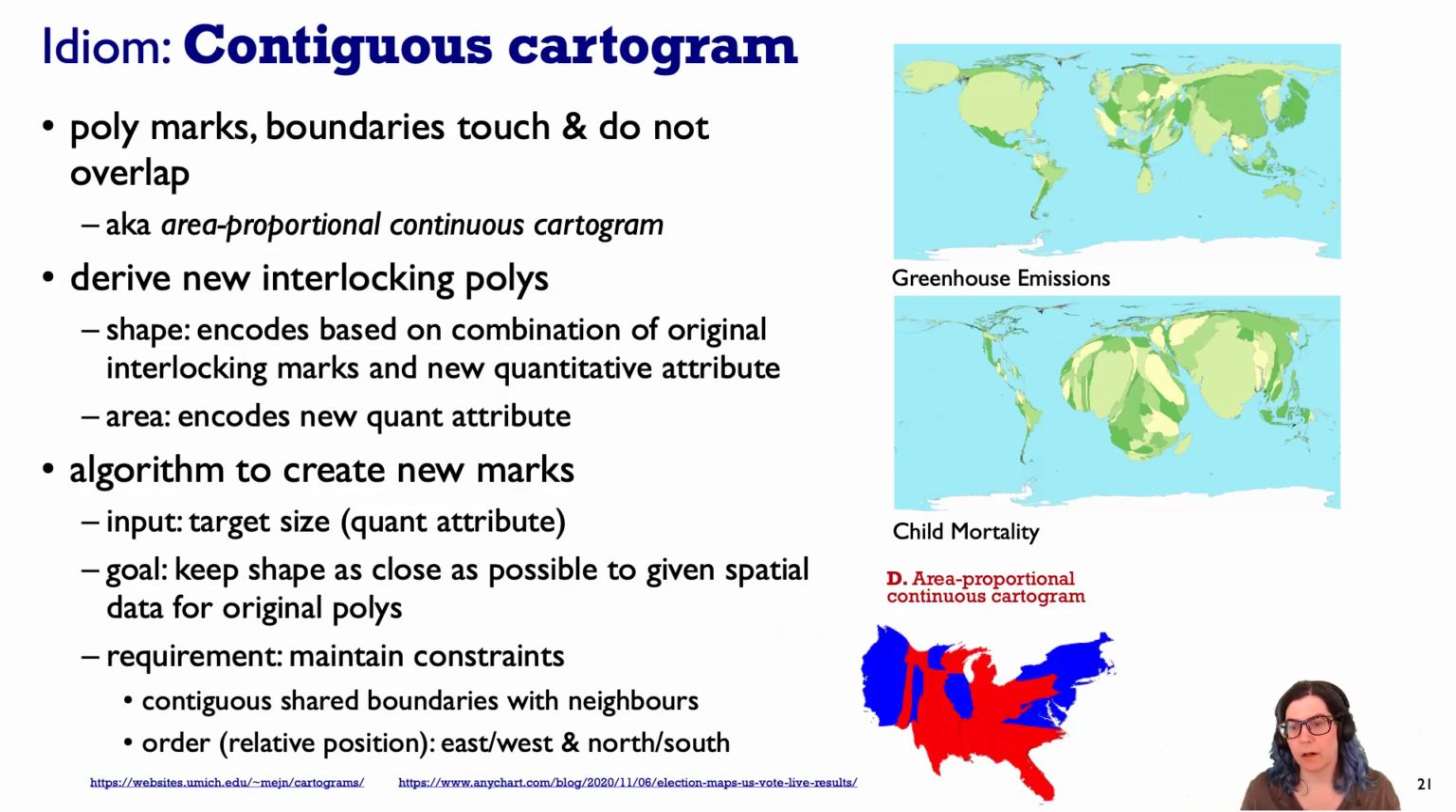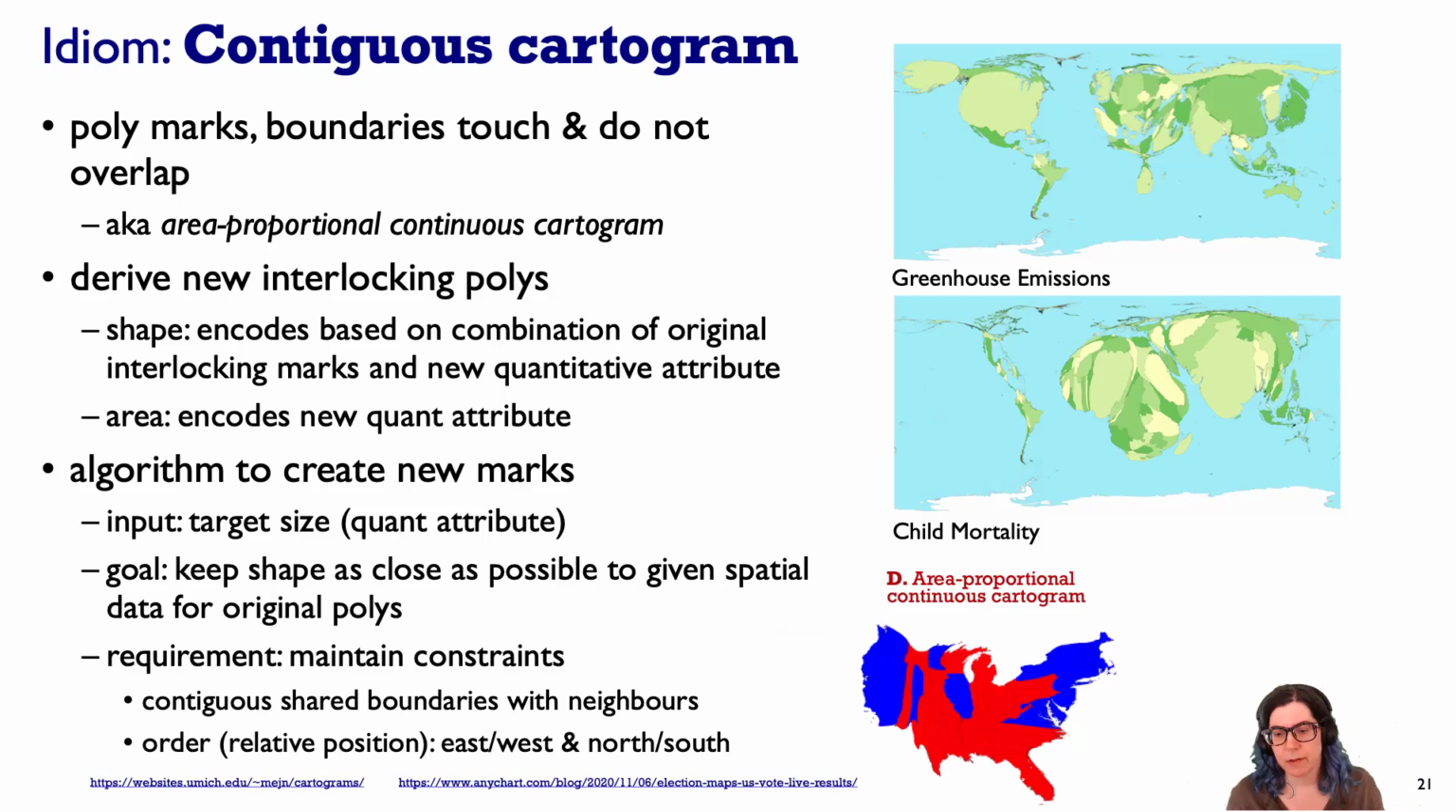You can see a couple of examples here where a world map has been made into a contiguous cartogram according to two different attributes. On the top, it's greenhouse emissions. On the bottom, it's child mortality. Notice how the areas of these country marks are really different from each other, but it's preserving the fact that they all touch. And of course, in this case, because these are both pretty extreme examples of attribute value ranges, we have massive distortion of those original shapes.